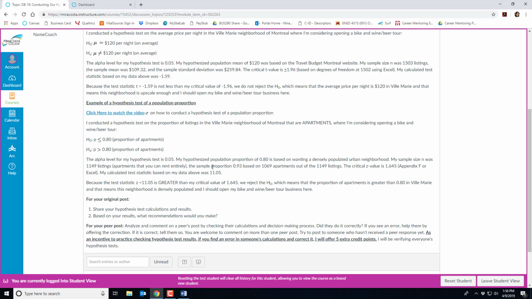You should be practicing your knowledge of hypothesis testing by taking the variables that you see in your peer's post and actually conducting the hypothesis test. So calculate the test statistic, find the critical value, compare the two numbers, and then see, did they do it correctly? If you see an error, help them by offering the correction. If it's correct, tell them it's correct.